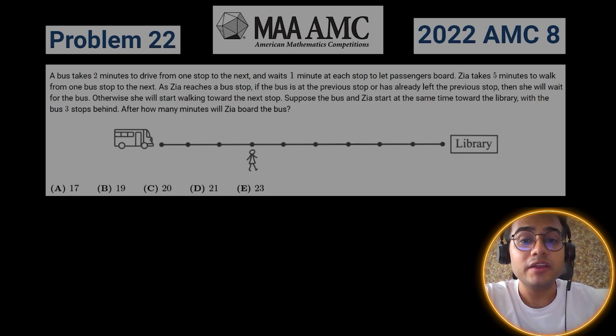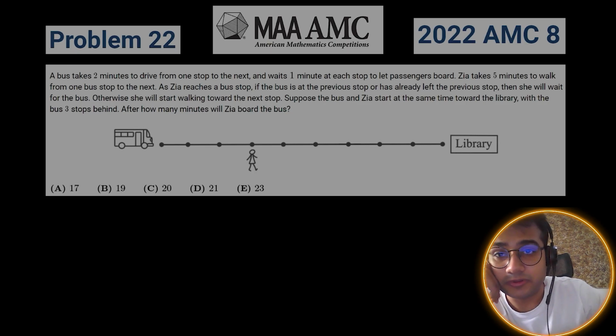So you want to find out where they'll meet. And again, the most straightforward way of doing this would be just to go through the problem. So let's see what happens. After 5 minutes, Zia is here.